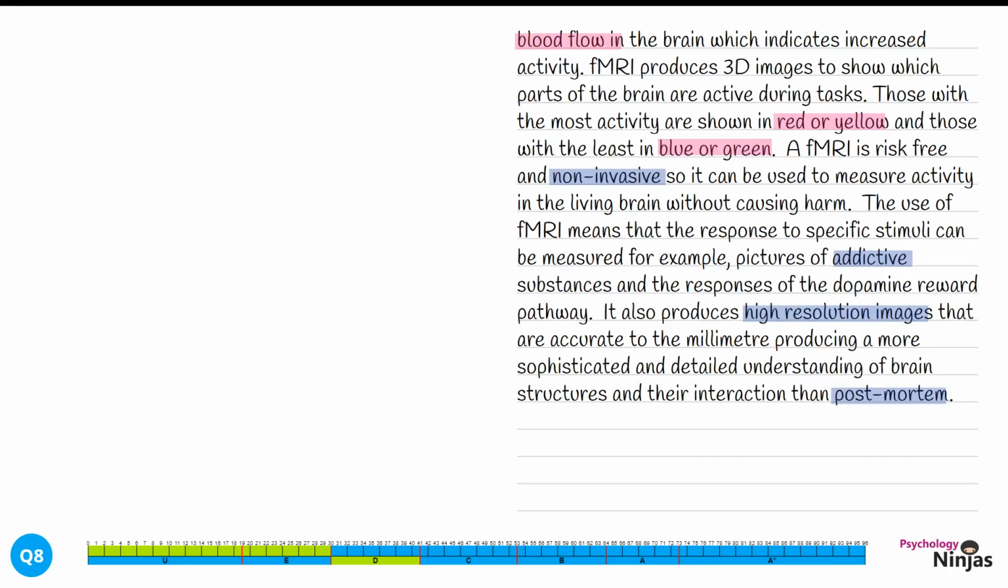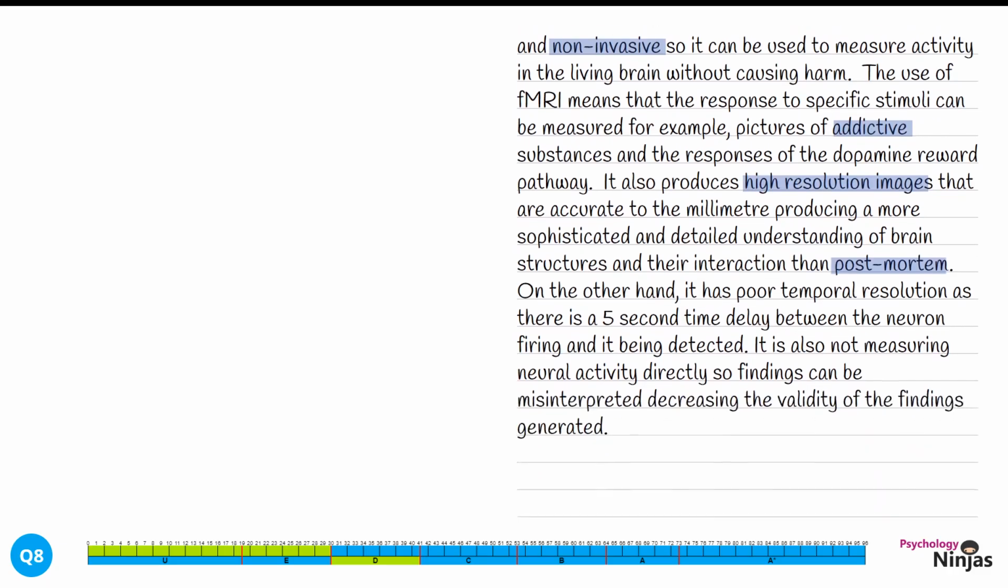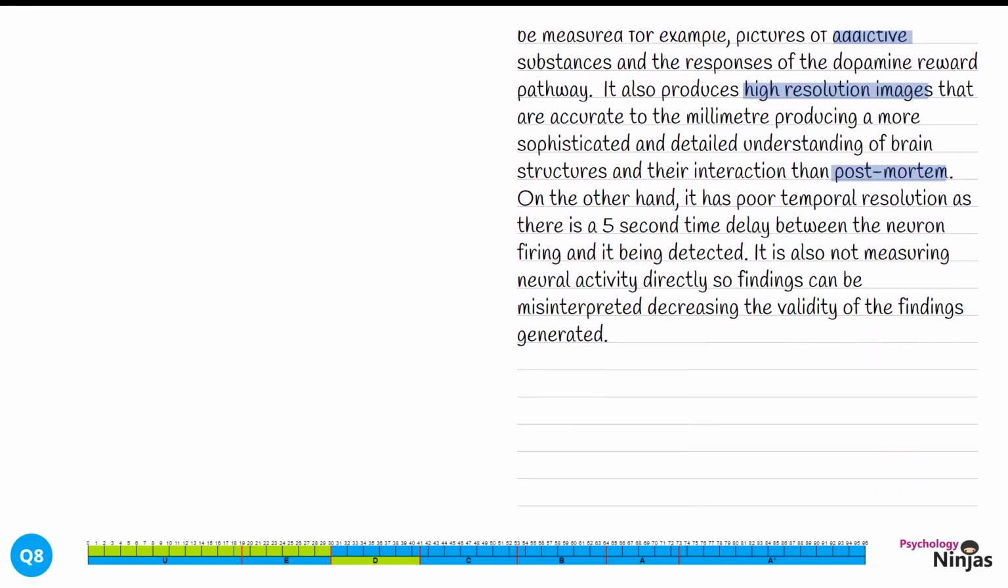We're then going to give a counter-argument looking at problems or weaknesses with functional MRIs. On the other hand, it has poor temporal resolution, as there is a 5-second delay between the neuron firing and it being detected. It is also not measuring neural activity directly, so findings can be misinterpreted, decreasing the validity of the findings generated. We've used key terminology here, talking about temporal resolution. Anytime we're talking about temporal, we're talking about this over time. We're explaining the impact of this in terms of not directly testing neural activity, affecting the accuracy of this particular way of studying the brain.